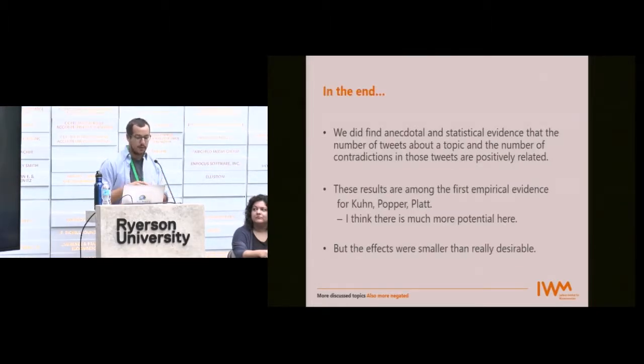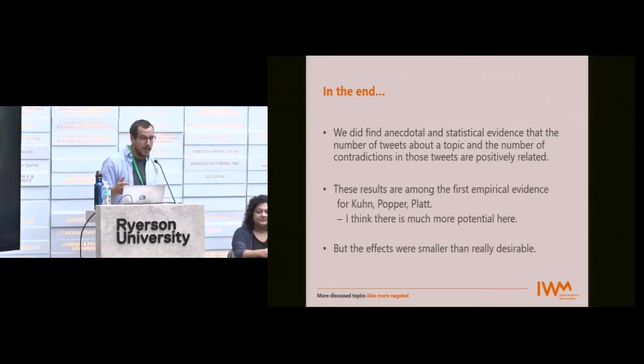In the end, we did find anecdotal and statistical evidence that the number of tweets about a topic and the number of contradictions in those tweets are positively related. Not very strongly, but it is there. One thing that could lead to this kind of 0.13 correlation is it's a very large number of tweets. If you look at the top 100, I'm pretty sure that you will see a stronger relationship, and I realize now that it would have been smart to do the top 100 altmetric papers, but that's not what we did.